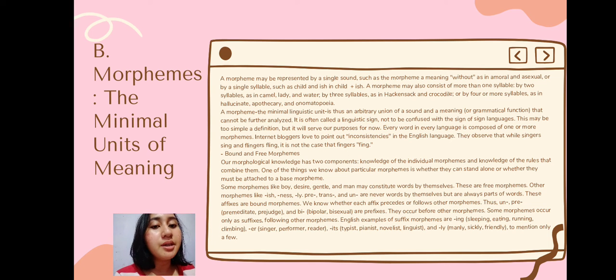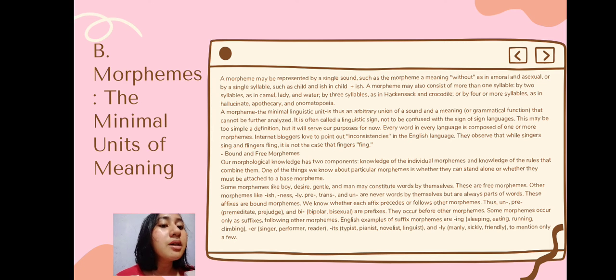Morphemes, the minimal units of meaning. A morpheme may be represented by a single sound, such as the morpheme a meaning without, as in amoral and asexual, or by a single syllable, such as child and -ish in childish. A morpheme may also consist of more than one syllable, by two syllables as in camel, lady, and water, by three syllables as in Hackensack and crocodile, or by four or more syllables as in hallucinate, apothecary, and onomatopoeia.